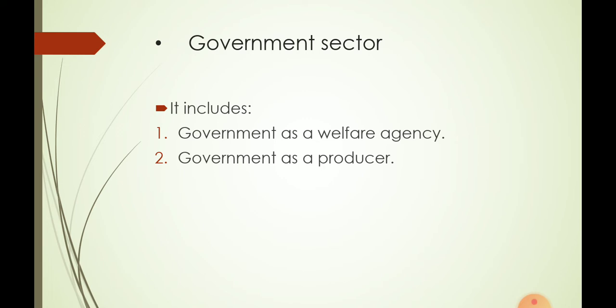And as a producer, India is a developing country, so government has to come as a producer to provide basic social and economic infrastructure so that the private sector can make development faster. Without social and economic infrastructure, we can't think about industrial development.